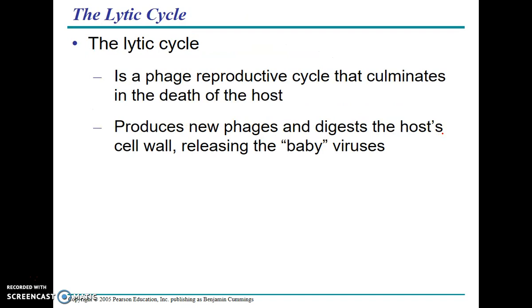So, in the lytic cycle, the lytic cycle ends in the death of the host cell. In the lytic cycle, the new phages or new viruses are produced, and they eventually explode the bacteria and release the baby viruses. And this baby, in quotation marks, like viruses don't grow up. Then these baby viruses that are released go on to infect other cells. Now, we're going to look at this in a picture.